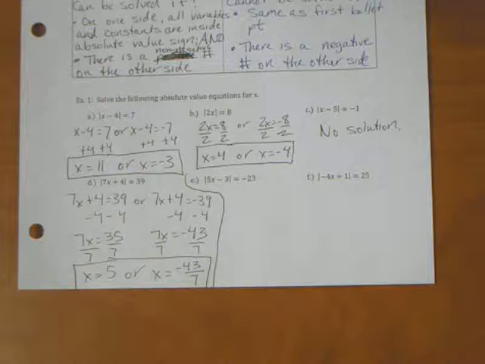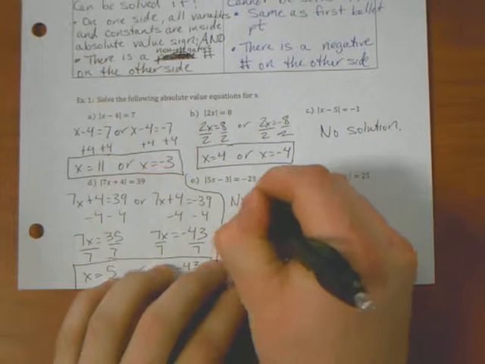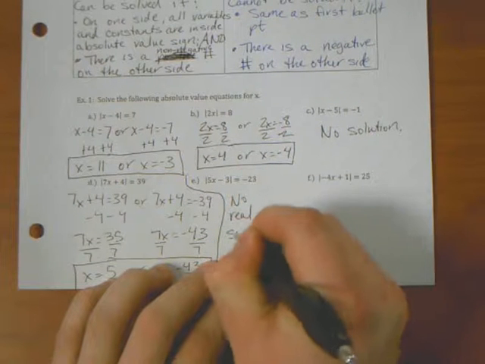Can you solve letter E? Why not, Claire? You've got your absolute value only on one side and then a negative on the other side. So, no real solution.